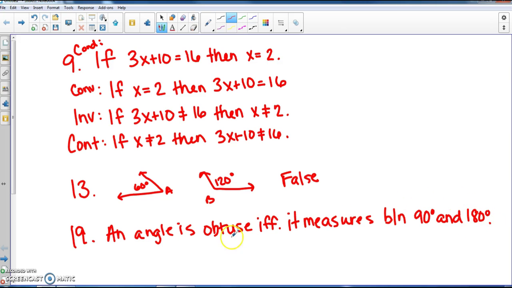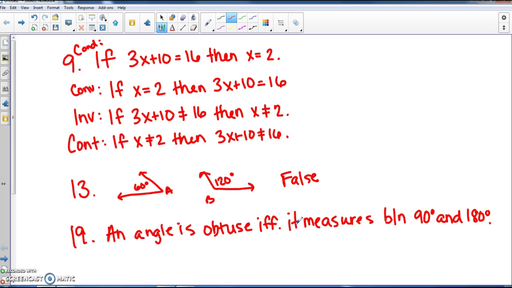You also could have said an angle measures between 90 degrees and 180 degrees if and only if it's obtuse. So you could just take this piece and this piece and flip-flop them on either side of the if and only if. Because remember, biconditional, that means the conditional and the converse are both true. Actually, all 4 statements are true. And so this is how you could write it with the if and only if in between. Okay. Then we had 26 and 29.